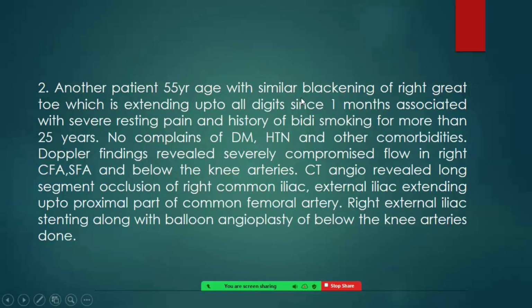A 55 year old male, having gangrene of all the digits since 1 month. He has a smoking history of 25 years, no complaint of diabetes or hypertension, because he is a typical Buerger disease patient. Doppler finding reveals severely compromised flow in the right common femoral artery, SFA, and below the knee arteries. CT angio reveals a long segment occlusion of the right common iliac artery and external iliac artery, extending to the proximal part of the common femoral artery. So this is a similar type of patient.